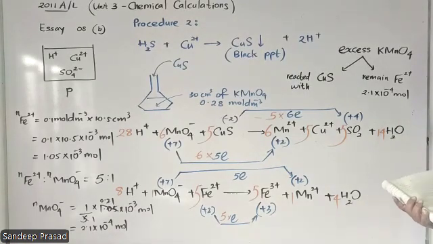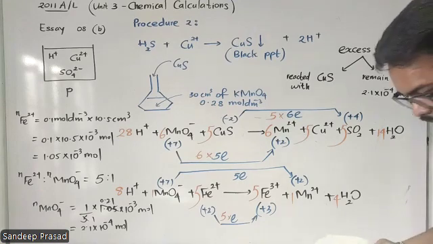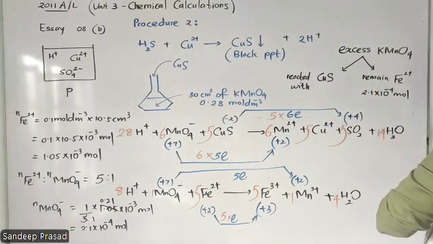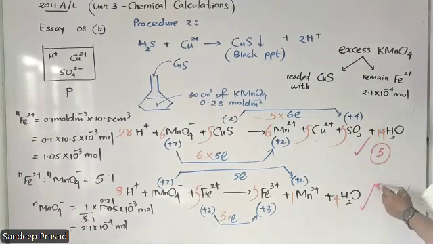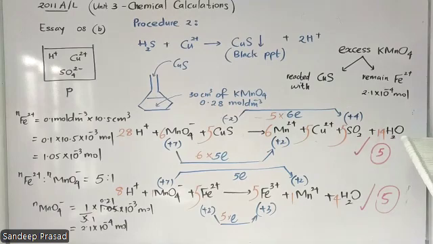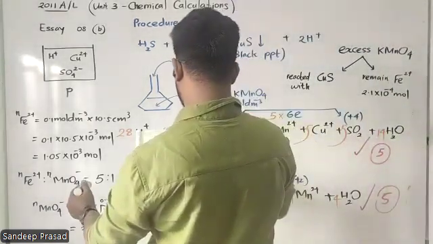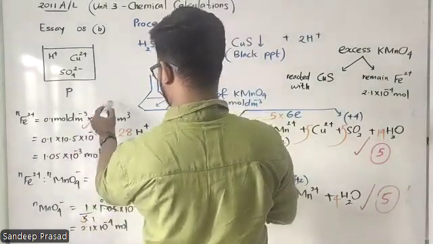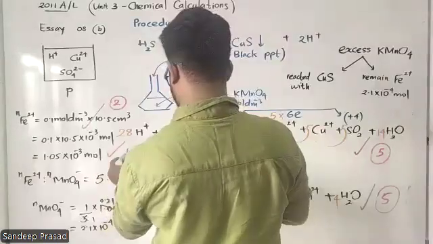So let me go through the marking scheme, how they have given the marks for these reactions. For writing this redox reaction, they have given 5 marks. For this one also, they have given 5 marks. For calculation of Fe2+ moles, they have given 2 marks. For the final answer, they have given only 1 mark.